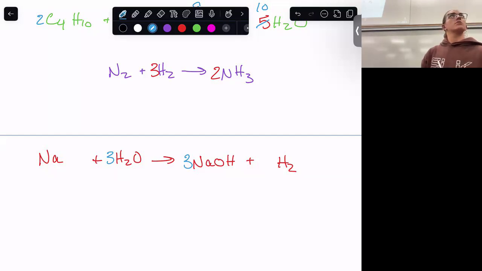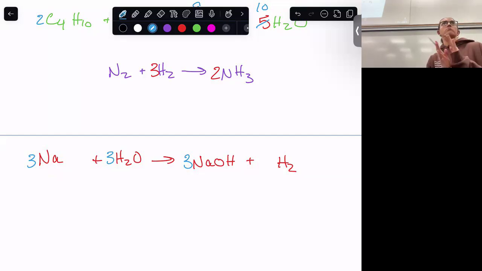What did that change next? The sodium. So what do you have to change about your sodium? Multiply by 3. All right. We now have 6 hydrogens on our left. And how many hydrogens do we have on our right? 5. Can we do anything? Not really, right? We can't multiply by 2 in the H2. That'll give us too many.